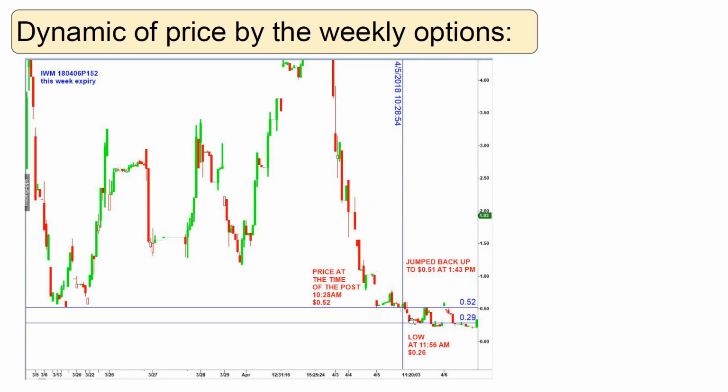So this is what actually happened. I posted that chart at 10:28 a.m. and the price for the option was 52 cents. And at 11:56 it declined to 26 cents. So basically, in less than an hour and a half, it lost 50% of the value.